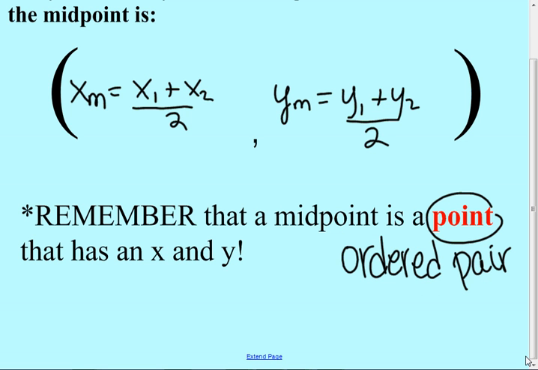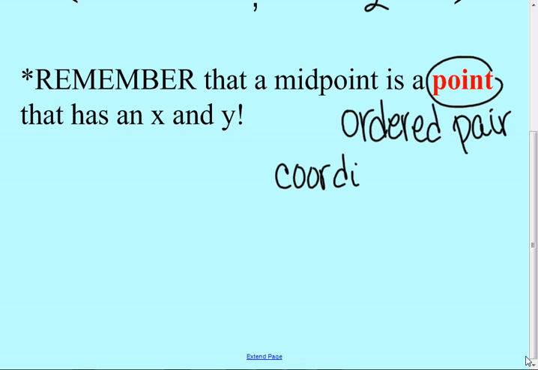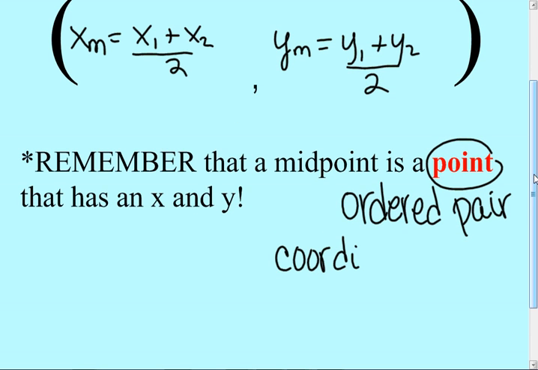It's a coordinate. X and Y are going to have both. See if that does too much, yeah. There.